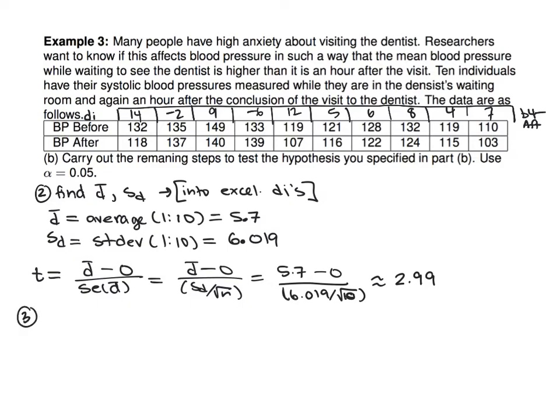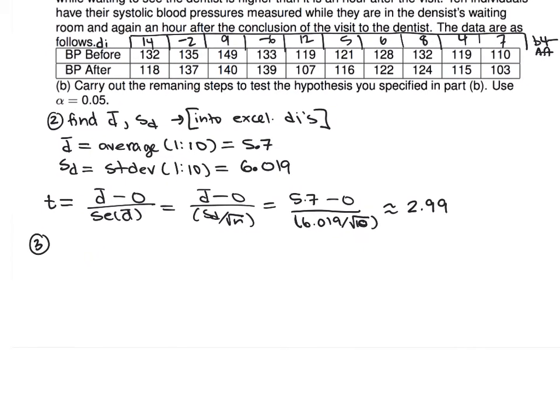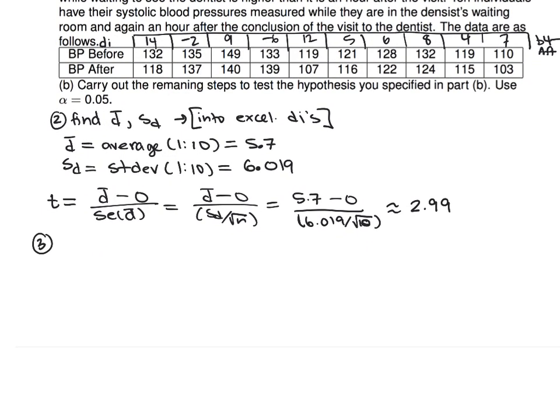Okay, step 3 is to get that p-value. So the degrees of freedom is equal to 9, and by golly, this is close enough to t equals 3. We're just going to use t equals 3. So our p-value is the probability that our t statistic is bigger than or equal to 2.99, which is about equal to 0.007.